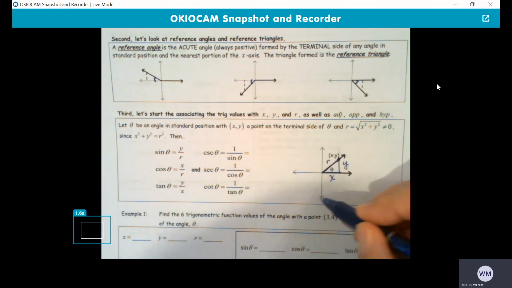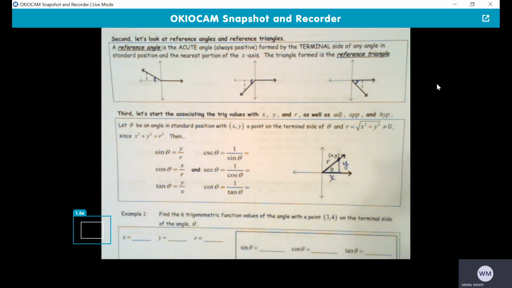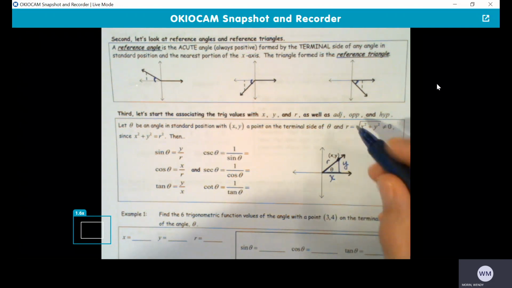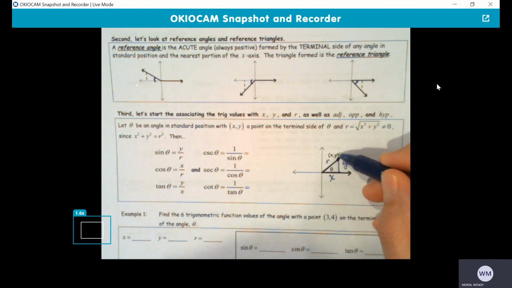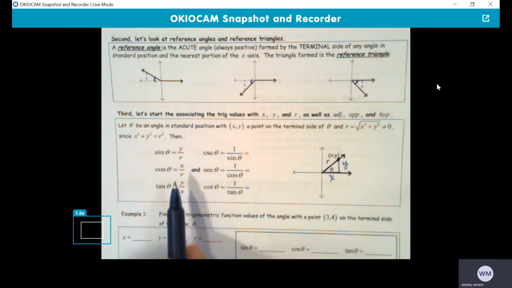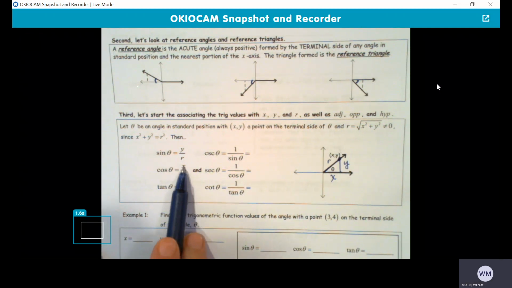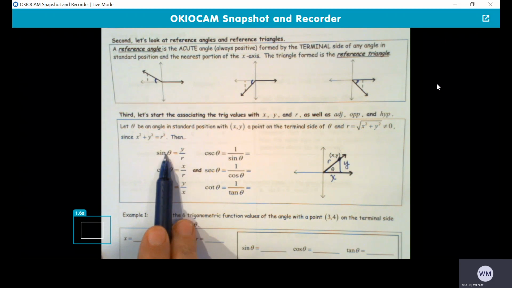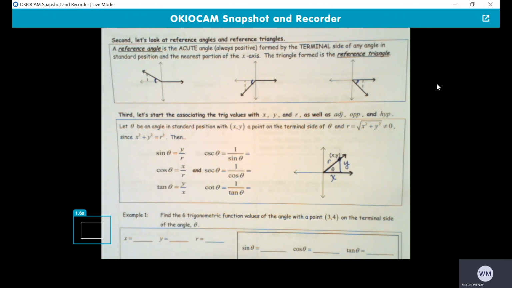So any point on a circle, again, we're going to start talking about the unit circle. Any point on the circle is always x comma y. And what we will learn here is that x is always equal to r times the cosine of theta. So x is going to be the cosine of theta times your radius. y is going to be the sine of theta times your radius. And on the unit circle, our radius is going to be 1.